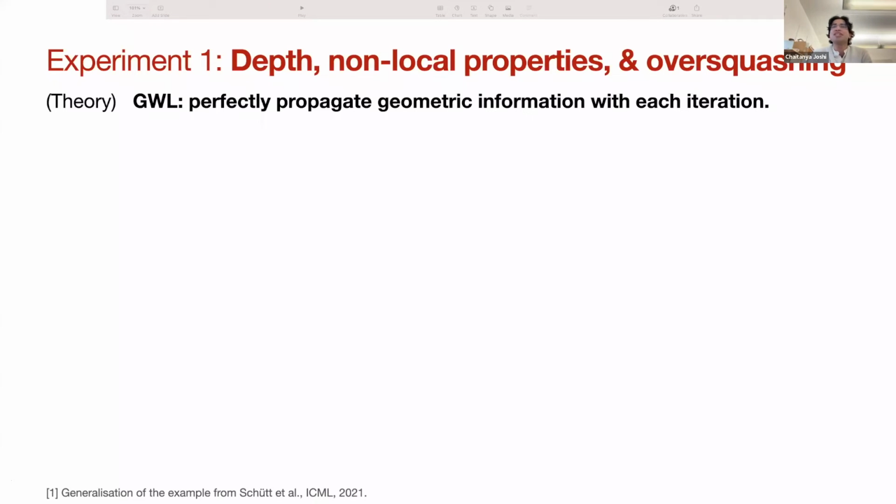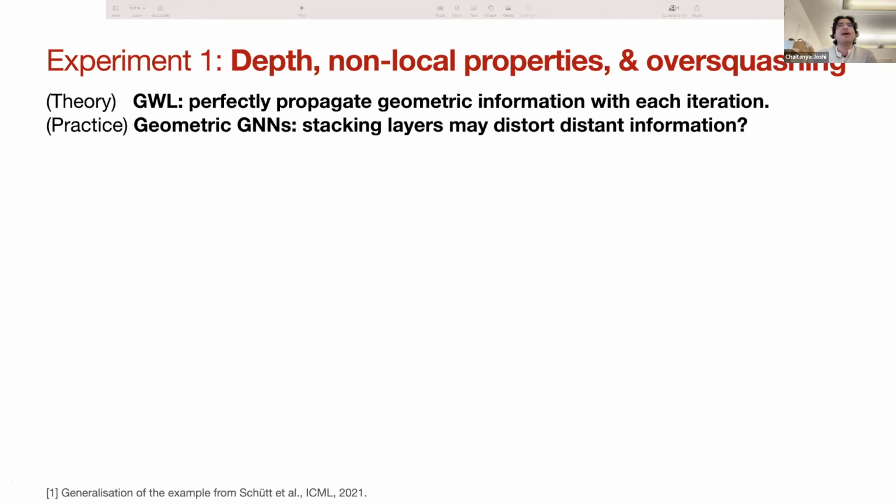So we talked a bit about depth and non-local properties. And theoretically, these tests assume that you're able to perfectly propagate geometric information with each iteration, right? But as Simon had said earlier, in geometric GNNs, you're stacking layers, and you're computing these fixed-size features at each node, which may actually distort distant information. We know that it does for normal GNNs, but we wanted to see how that materializes for geometric ones.